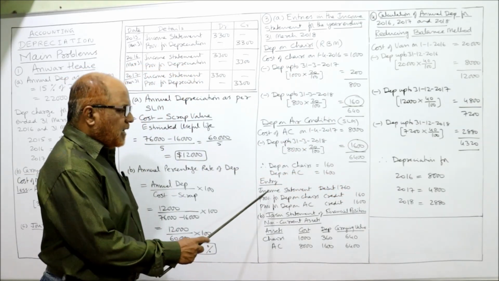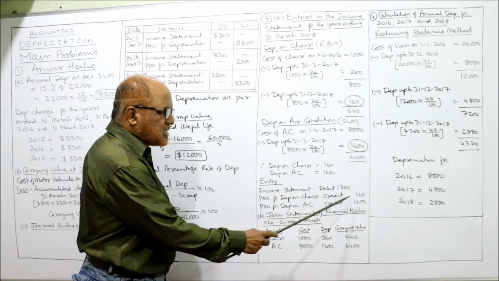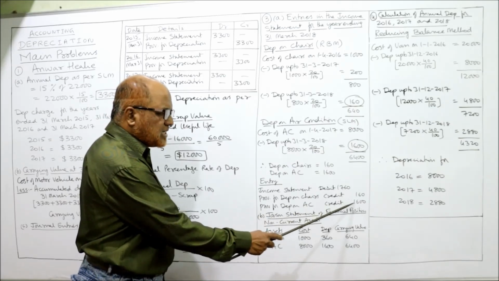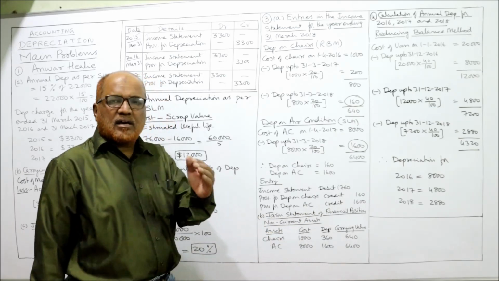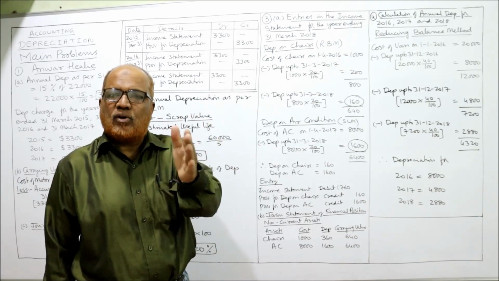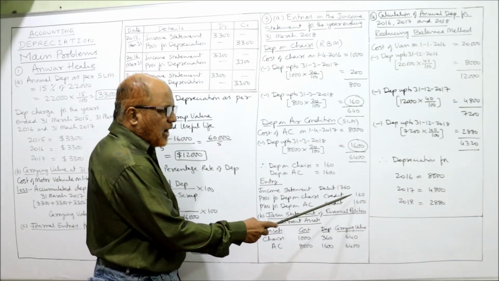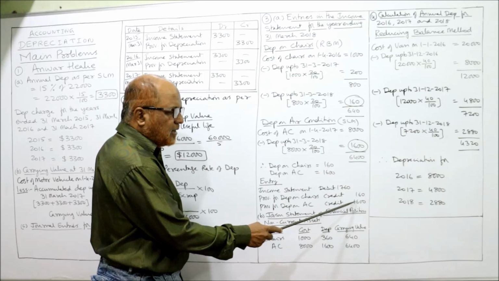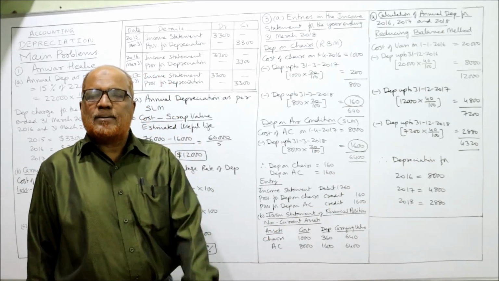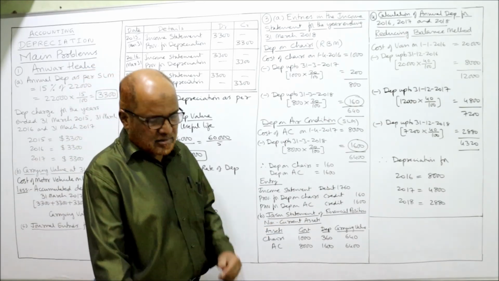So entry will be income statement debit, and provision for depreciation on chairs 160 credit and provision for depreciation on AC 1,600 credit. So we are crediting provision for depreciation on chairs, provision for depreciation on air conditioner, both credited. If you add up 160 plus 1,600, you will get 1,760. So income statement is debited 1,760. That's all. First bit completed. What is the second bit?